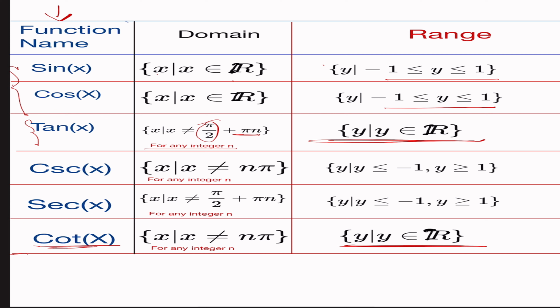However, the domain is that x cannot be n pi, right? x can be all the real numbers, but cannot be n pi. For the tan, x cannot be pi by 2 plus n pi. For cosecant x, you see, x can be all the real numbers, but cannot be n pi, right? And for secant x, x can be all the real numbers except pi by 2 plus n pi, right? For the range, cosecant and secant have the same range. It's going to be less than -1 or more than 1. Same thing, less than -1 or more than 1.